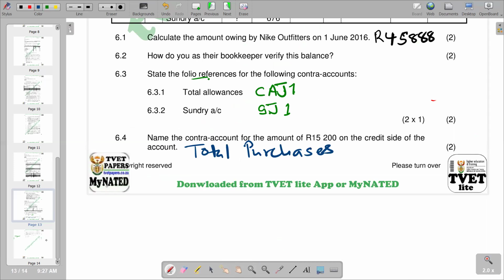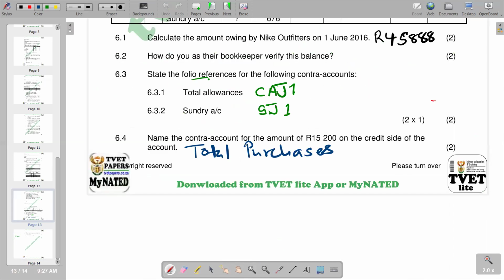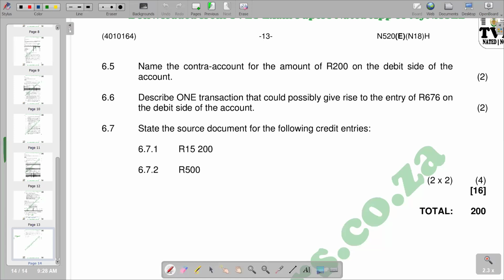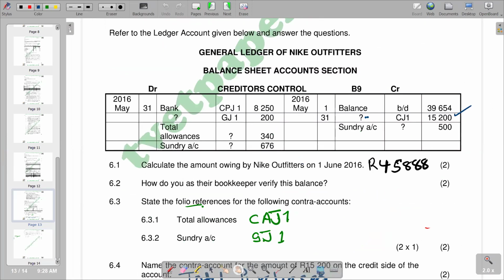We move on to the next section, whereby let's just try to see what we have in terms of the next question. So the next question is 6.5. It is: name the control account for the amount of 200 rands on the debit side of the account. So we go to the debit side, we see that on the debit side we have 200 on that part. And of course, we are supposed to put the name of the account for 200. So 200, of course, we've got a general journal.